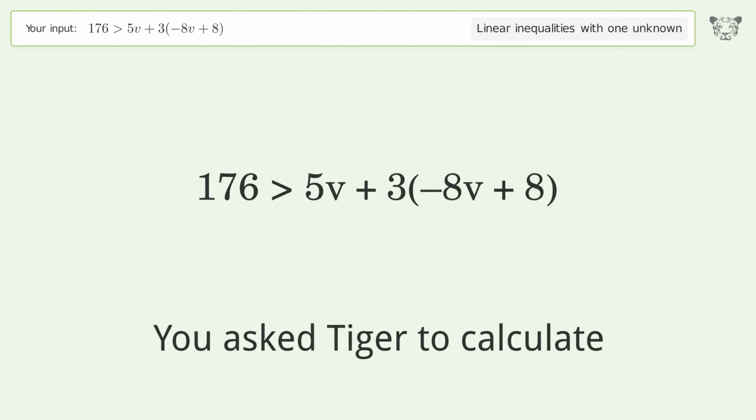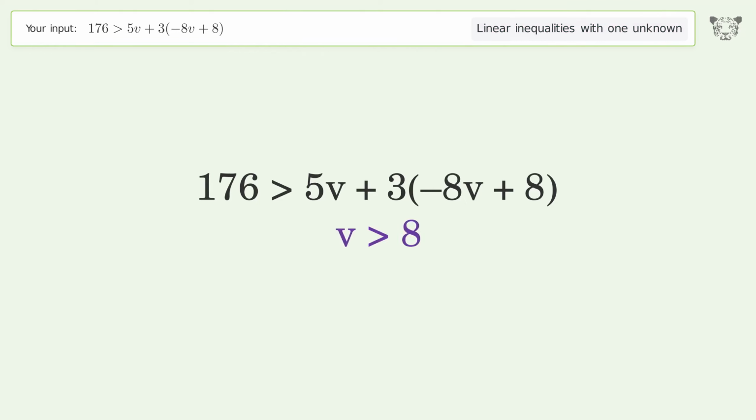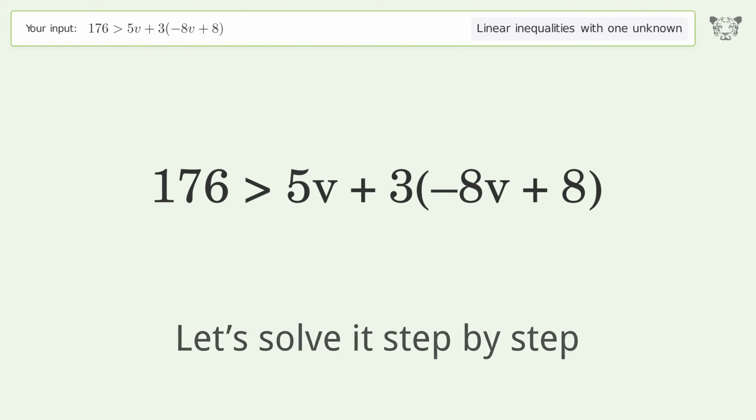You ask Tiger to calculate. This deals with linear inequalities with one unknown. The final result is v greater than -8. Let's solve it step by step.